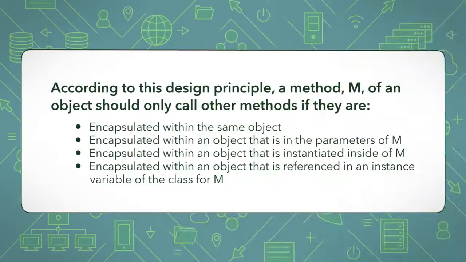According to this design principle, a method, M, of an object should only call other methods if they are encapsulated within the same object, encapsulated within an object that is in the parameters of M, encapsulated within an object that is instantiated inside of M, or encapsulated within an object that is referenced in an instance variable of the class for M. While the law of Demeter does help reduce coupling, it also means that you will need to spend more time when designing and implementing your system.